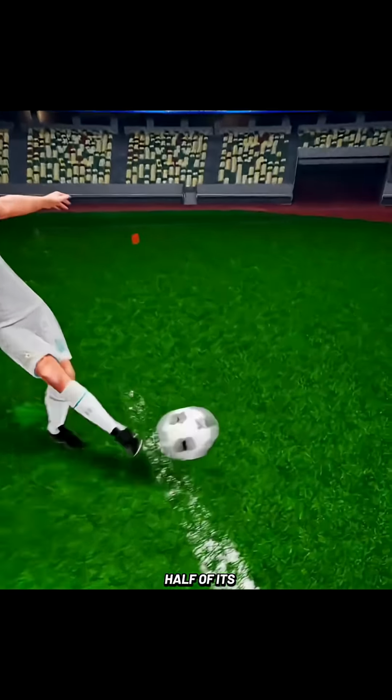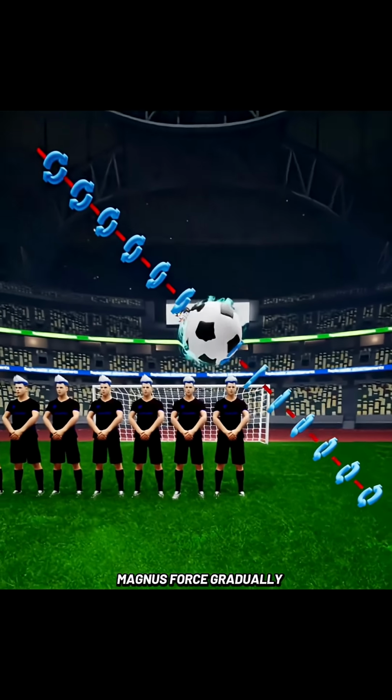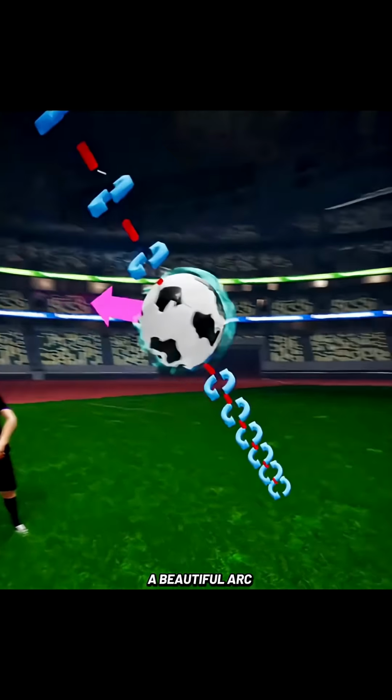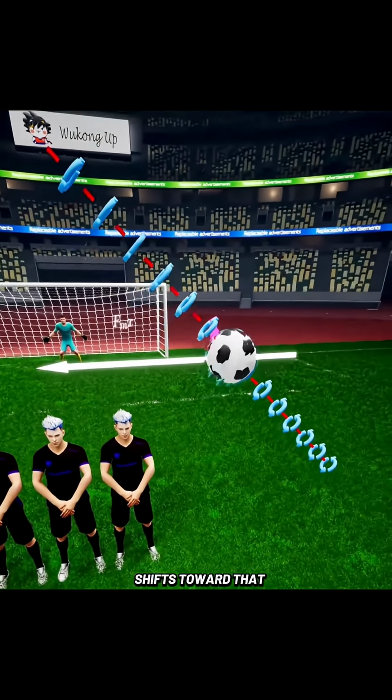During the first half of its flight, the ball's initial speed carries it upward, while the horizontal component of the Magnus force gradually bends it inward. The ball traces a beautiful arc around the outside of the wall. Seeing the curve, the goalkeeper quickly shifts toward that side to make the save.